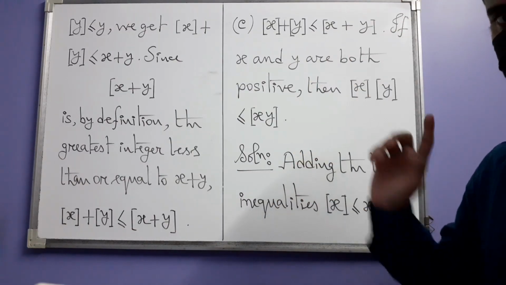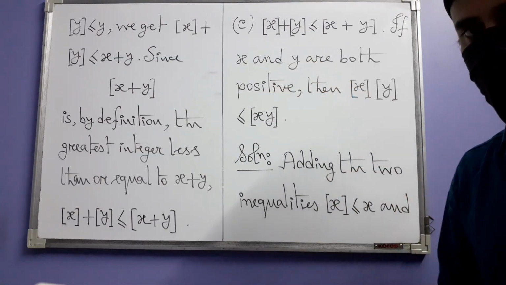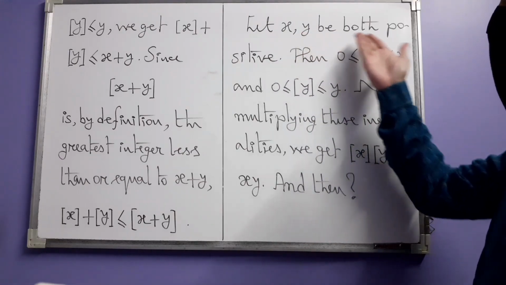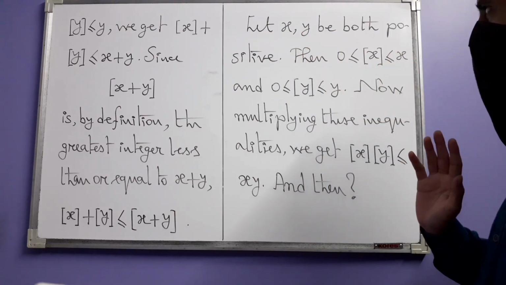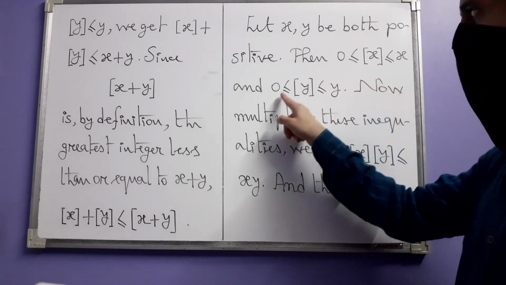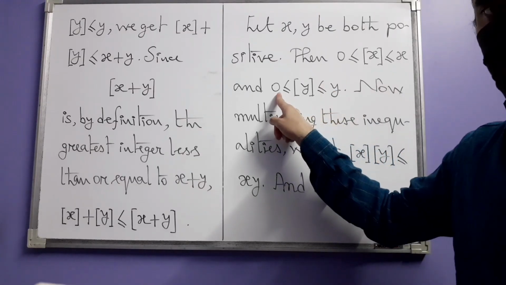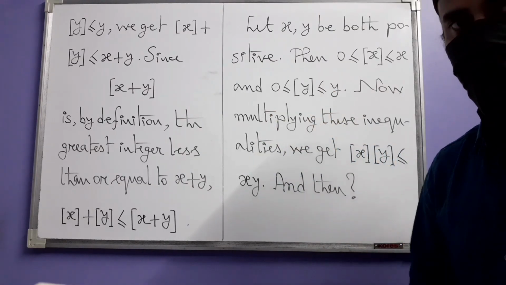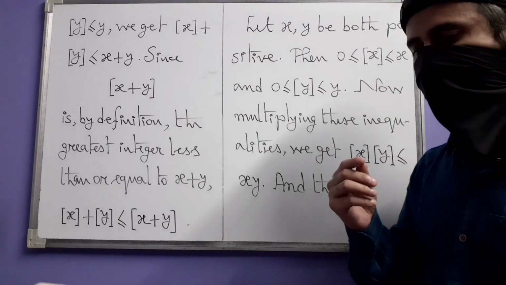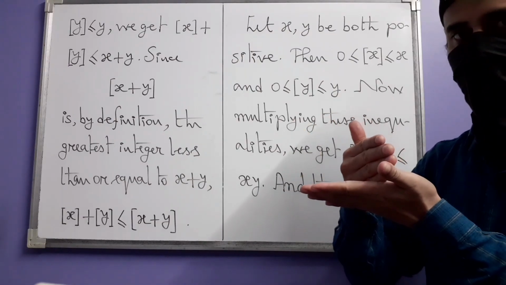And now we will go for the second one, where there is a condition that x and y are both positive. So for this second part, we start by writing the condition first, that x and y are both positive. That means besides having these two inequalities, we now also have the information that these greatest integer values are non-negative, greater than or equal to 0. Why? What does it mean for x to be positive? That x is greater than 0.